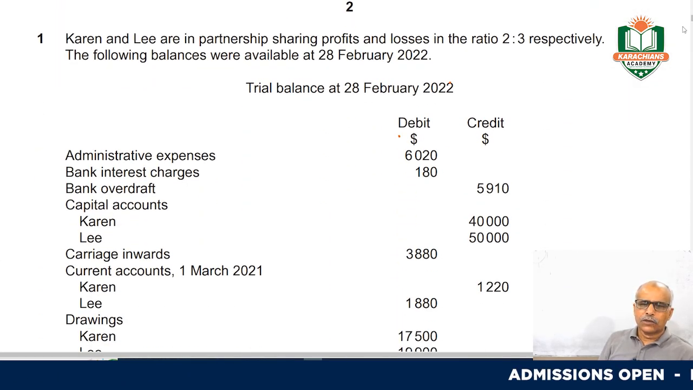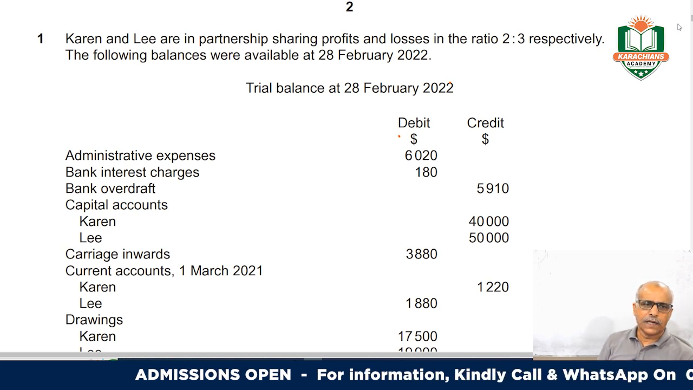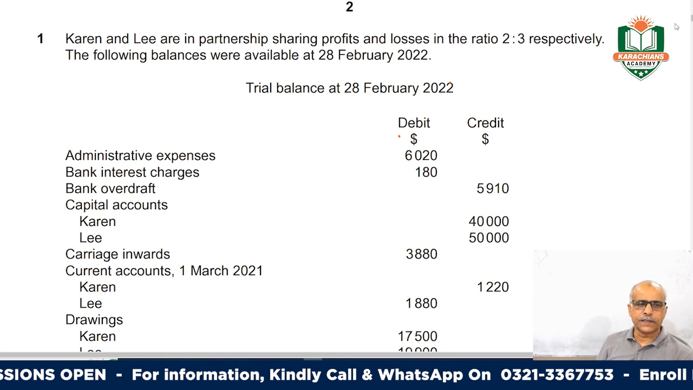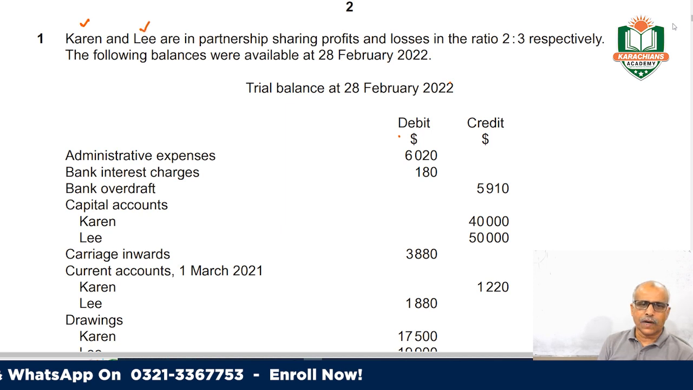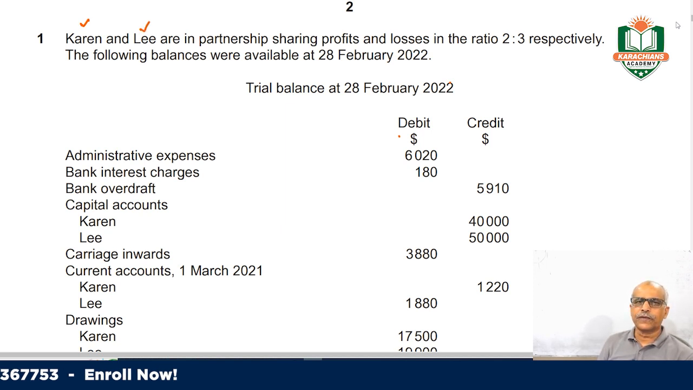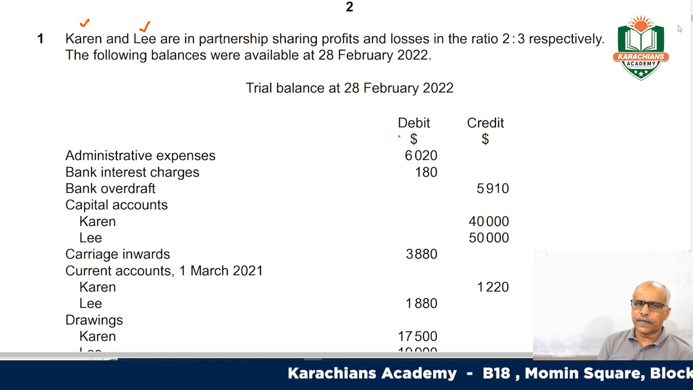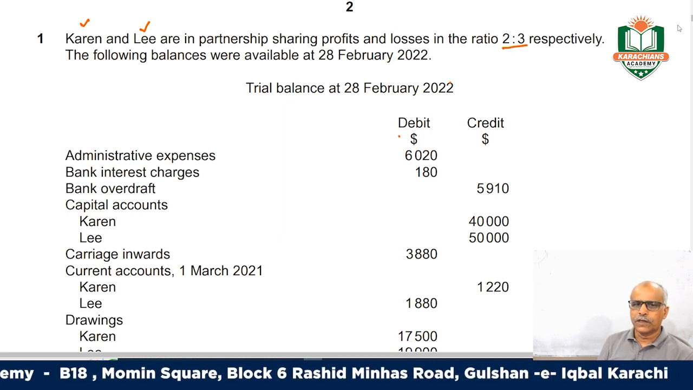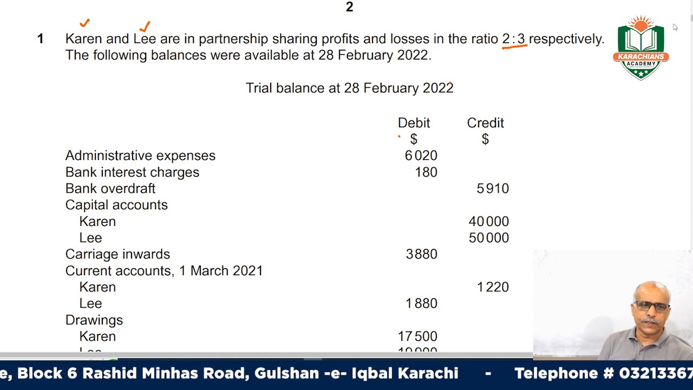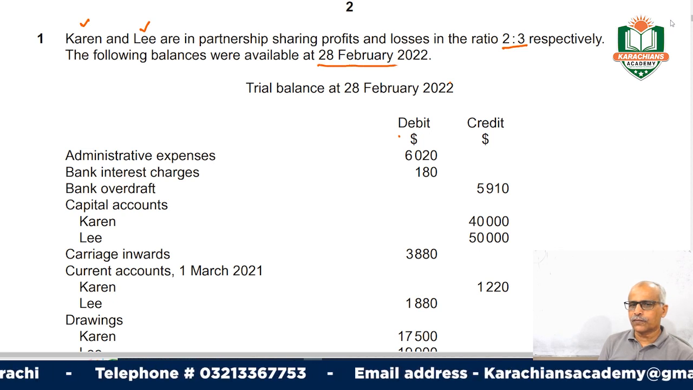Okay, so this is question number 1, and this question is on partnership, right? Karen and Lee are in partnership sharing profits and losses in the ratio of 2:3. Very carefully read the question and see what it requires. Always mark key points, right? The following balances were available at 28th of February.